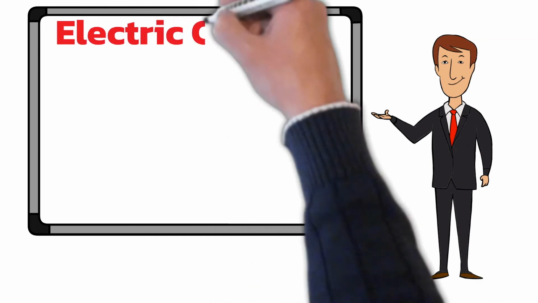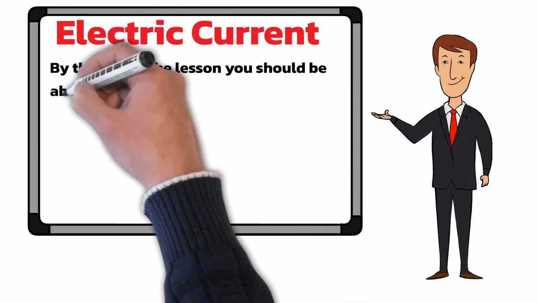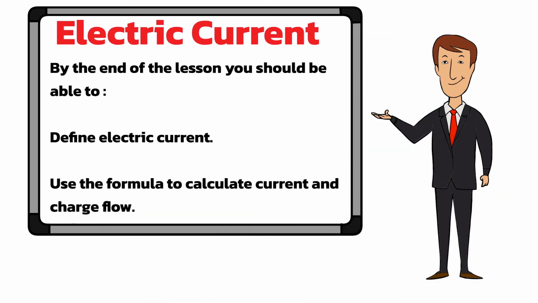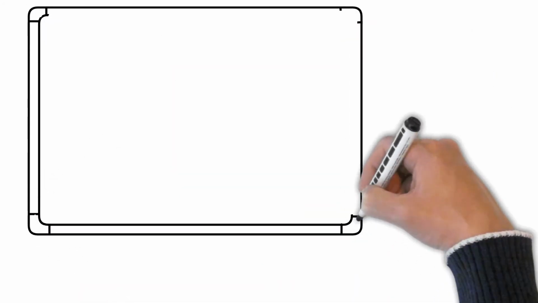So you should now be able to define electric current as the rate of flow of charge, and use the formula I equals Q divided by T to calculate the size of the current and the amount of charge that flows.